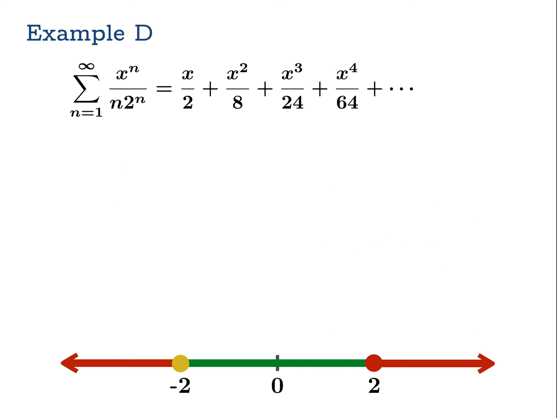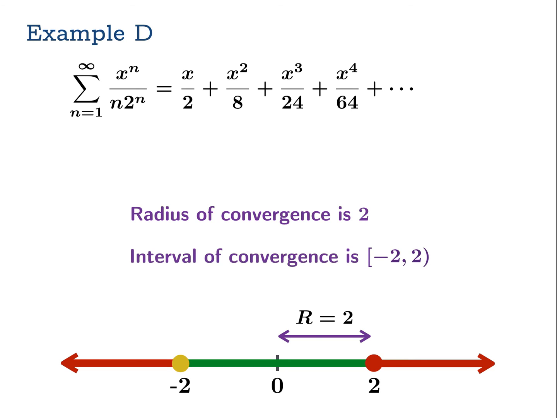By the way, using the language we set up, we would say that the radius of convergence is 2, and the interval of convergence in this case is the semi-closed interval from negative 2 to 2, including negative 2. The series converges for all values of x in that interval.